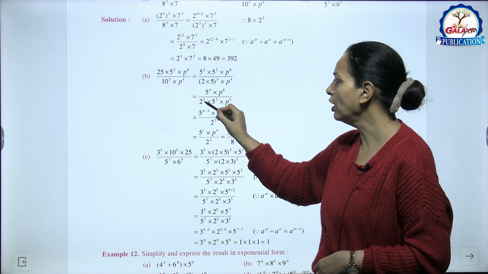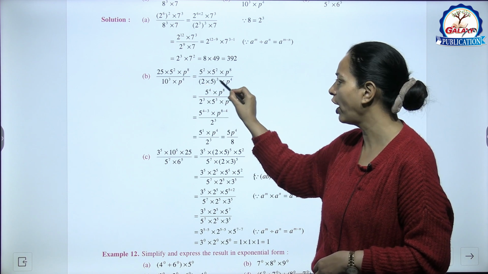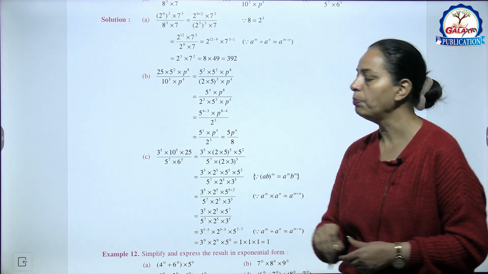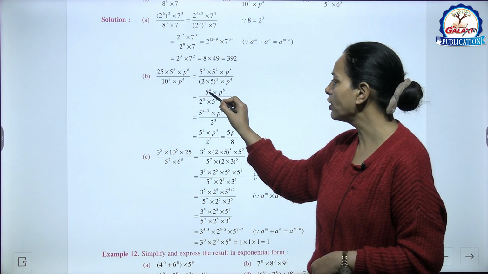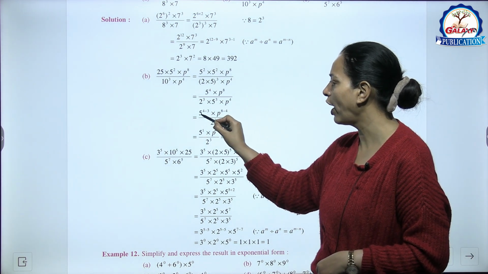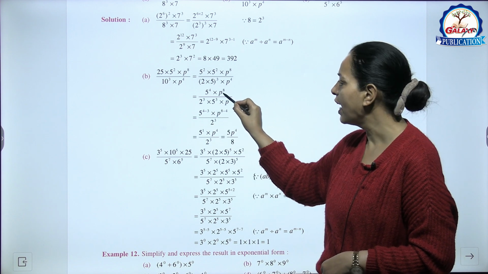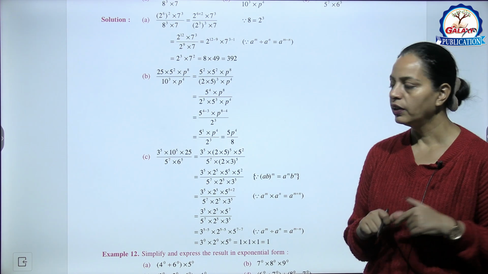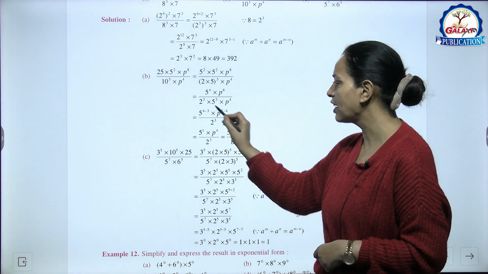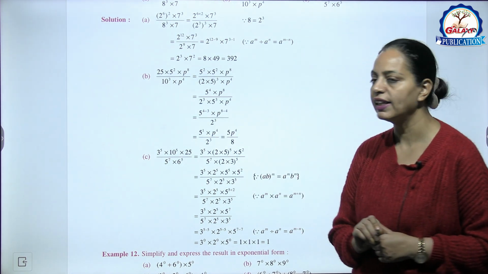Now 2 raised to the power 3 into 5 raised to the power 3 into p raised to the power 4. Now combine the terms. Here 5 raised to the power 4 upon 5 cube. So 5 raised to the power 4 minus 3 and p here division sign. So power 8 minus 4 and नीचे 2 cube as it is. Now simplify this. We are getting this one.